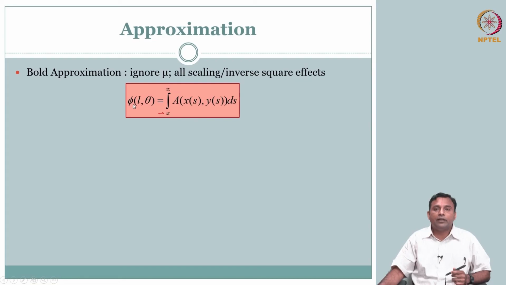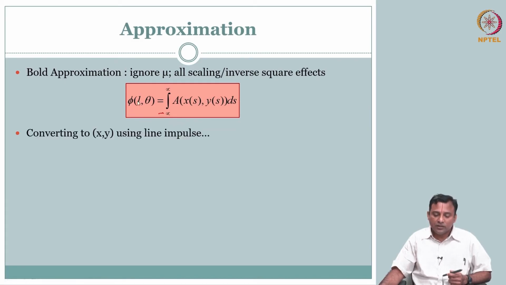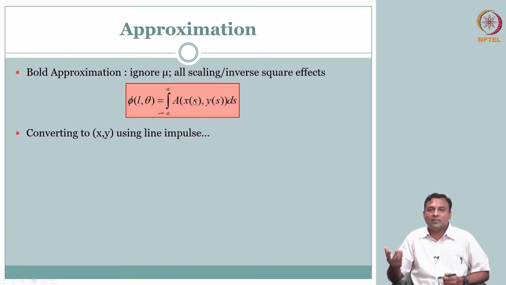What is your phi of L comma theta? It is a line integral, right. So along this line is projected onto this point. Haven't we seen this before? Right, we have seen this before. This can be seen as your Radon transform. Only thing is we used g of L comma theta, that is what we used. But otherwise there is nothing fancy about this.